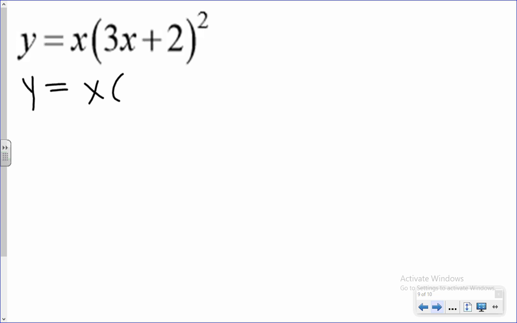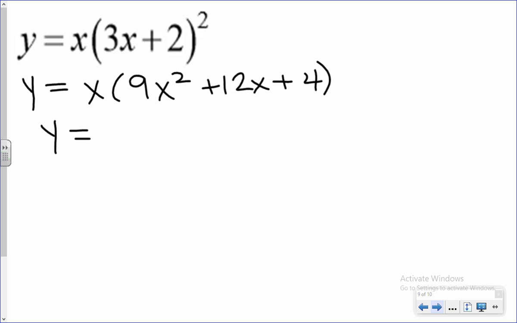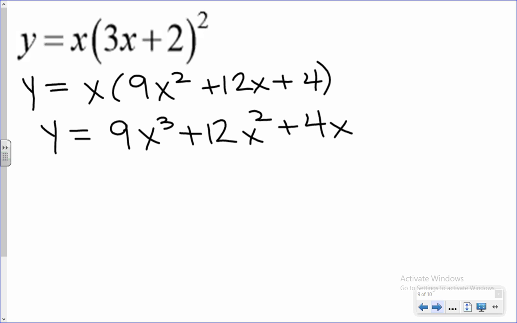First, I would worry about that 3x plus 2, the quantity squared. That would get us 9x squared plus 12x plus 4. Then we could write 9x cubed plus 12x squared plus 4x to distribute the x through. And now we have 3 terms that look like a x to the n. Now we can find our derivative by using the power rule.